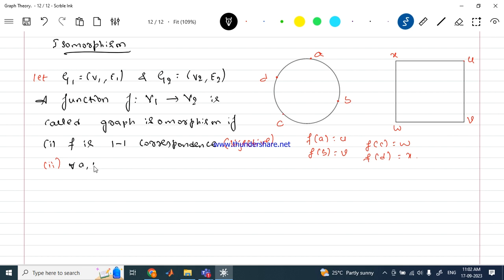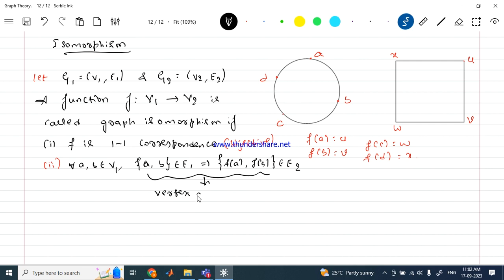For all A, B belongs to V1, if (A, B) belongs to E1, it should imply that (f of A, f of B) belongs to E2. So it actually speaks about that. This is called vertex adjacency is preserved. This means vertex adjacency is preserved.